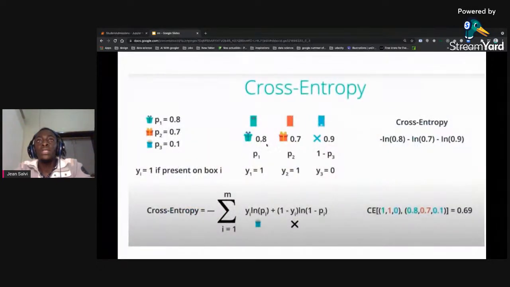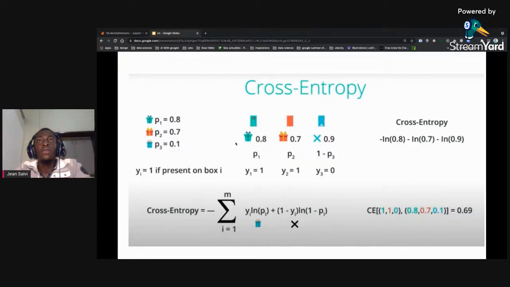Yeah, cross entropy. Let's say we want to predict if a door has a gift behind it. So we have 3 doors. The probability that door 1 has a gift is 0.8. The probability that door 2 has a gift is 0.7. The probability that door 3 has a gift is 0.1.